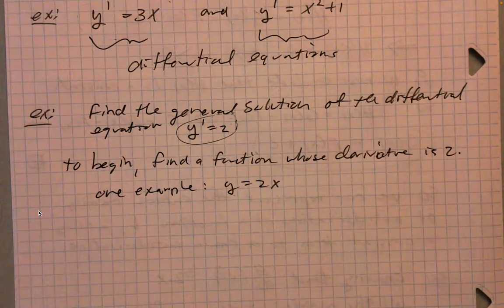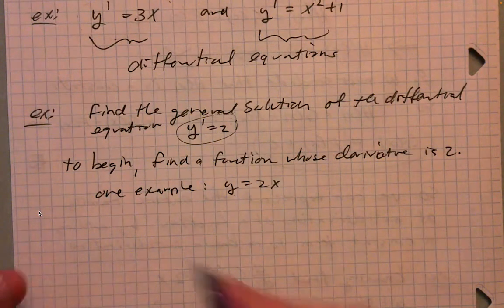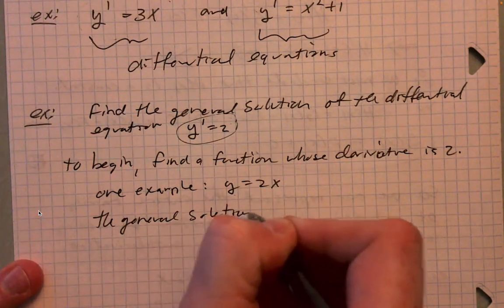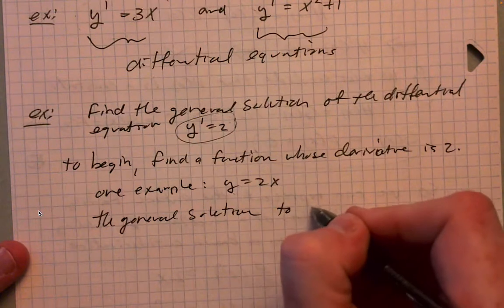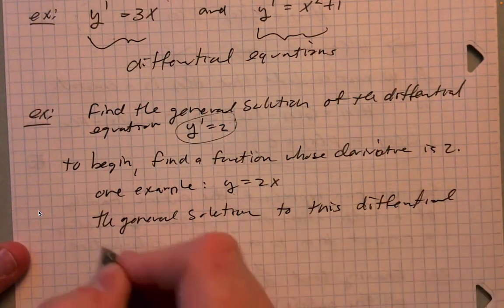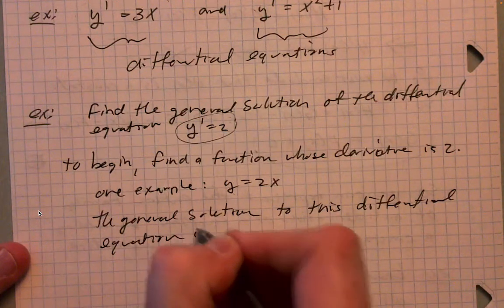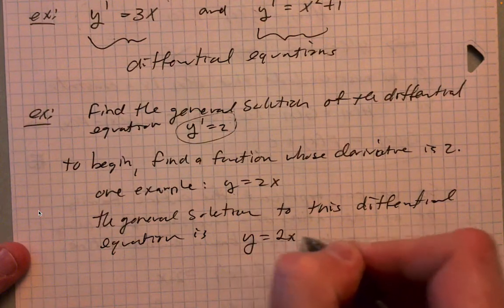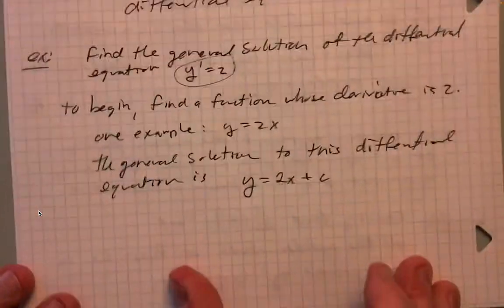We want to find the general solution. So by the previous theorem, the general solution is just a particular antiderivative plus a constant. Okay, so the general solution to this differential equation is y equals 2x plus a constant.